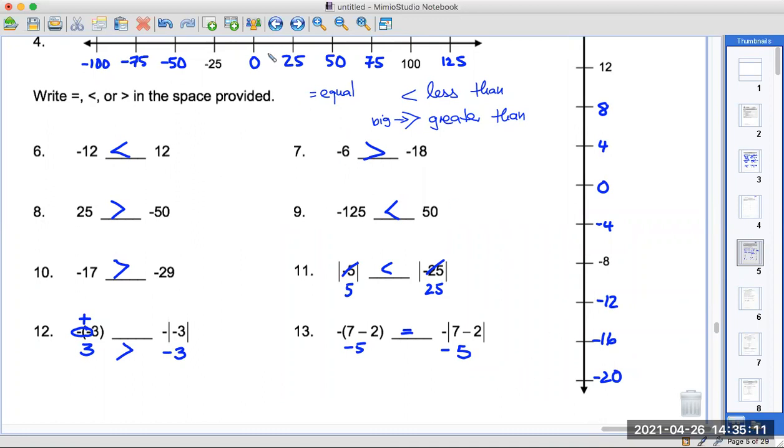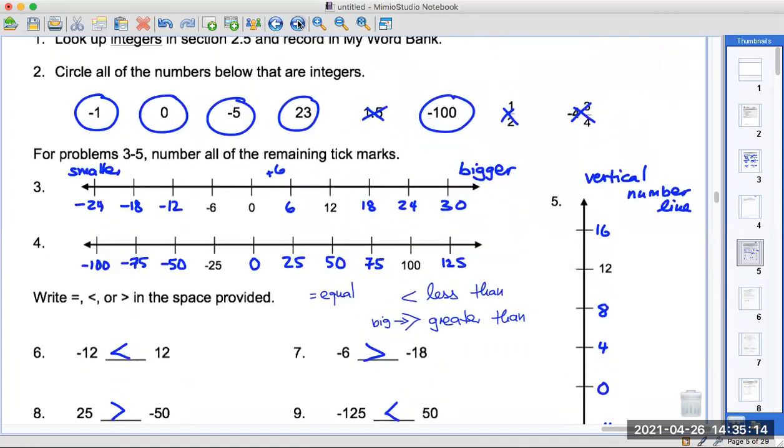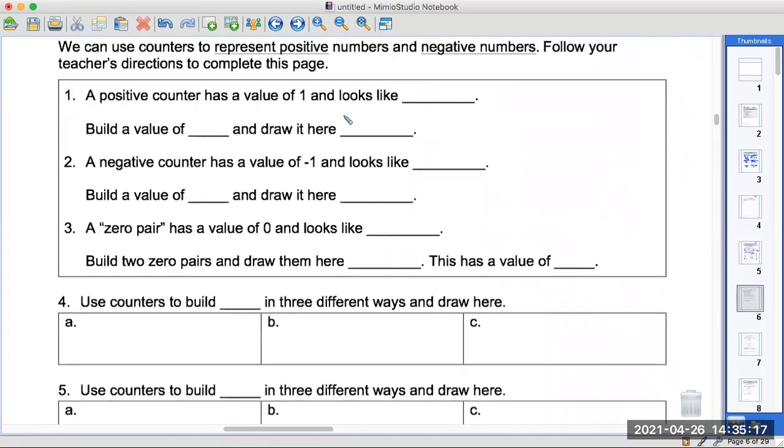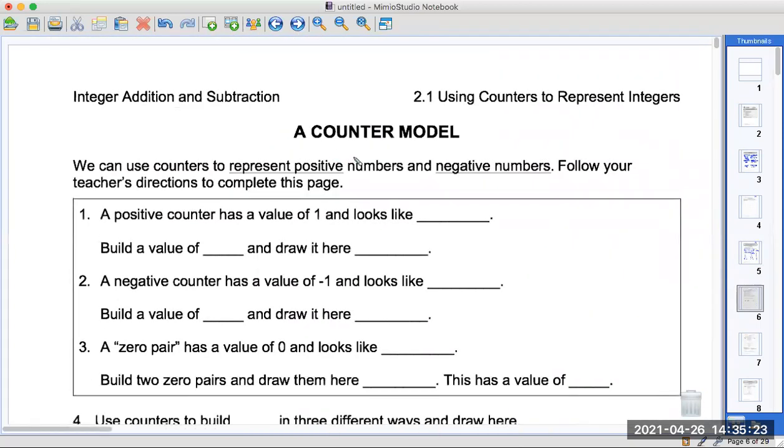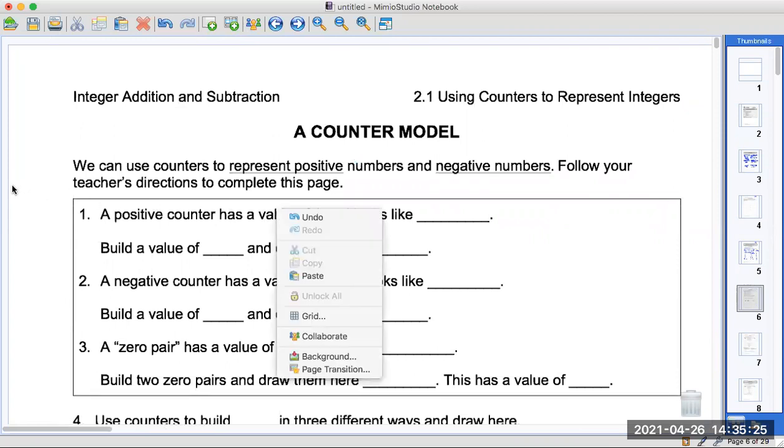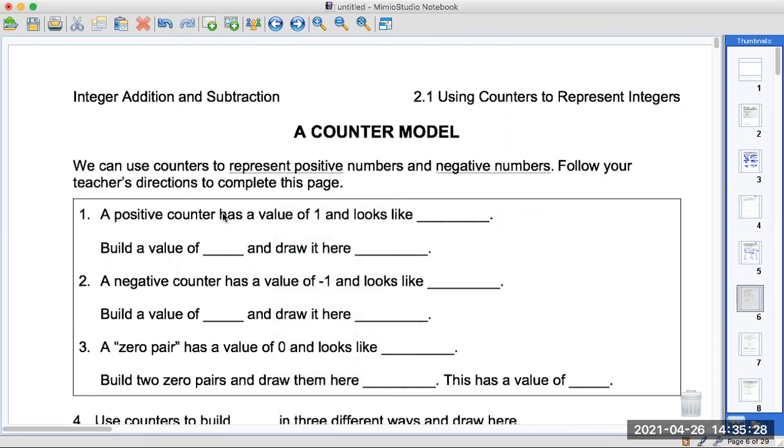All right. So that was page 2, and now page 3, I believe it is. Yep. Now we're talking about counters. Counter models help us to decide what the answer looks like. A positive counter has a value of 1 and looks like this. Build a value of 2 and draw it here. Well, 2 would have 2 of these. That's 2. A negative counter has a value of negative 1 and looks like this. Build a value of 2 and draw it here. You have 2 negatives.